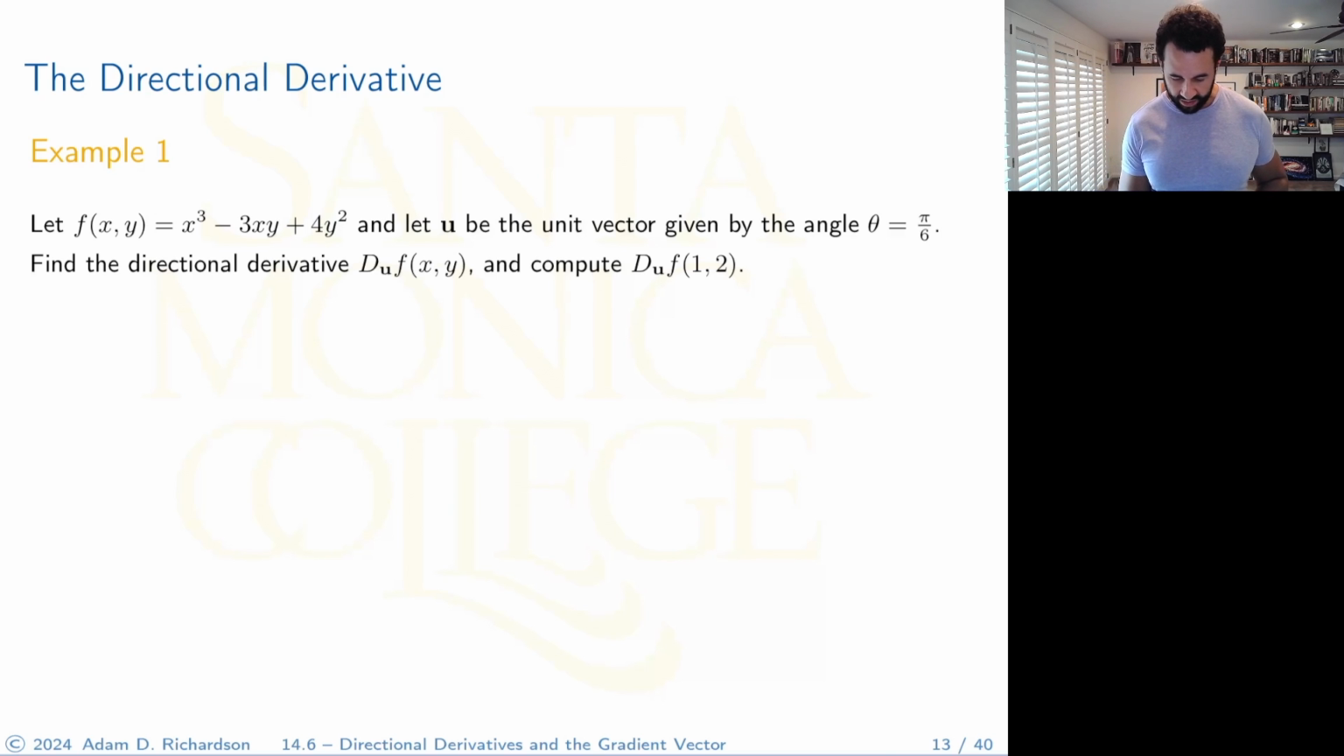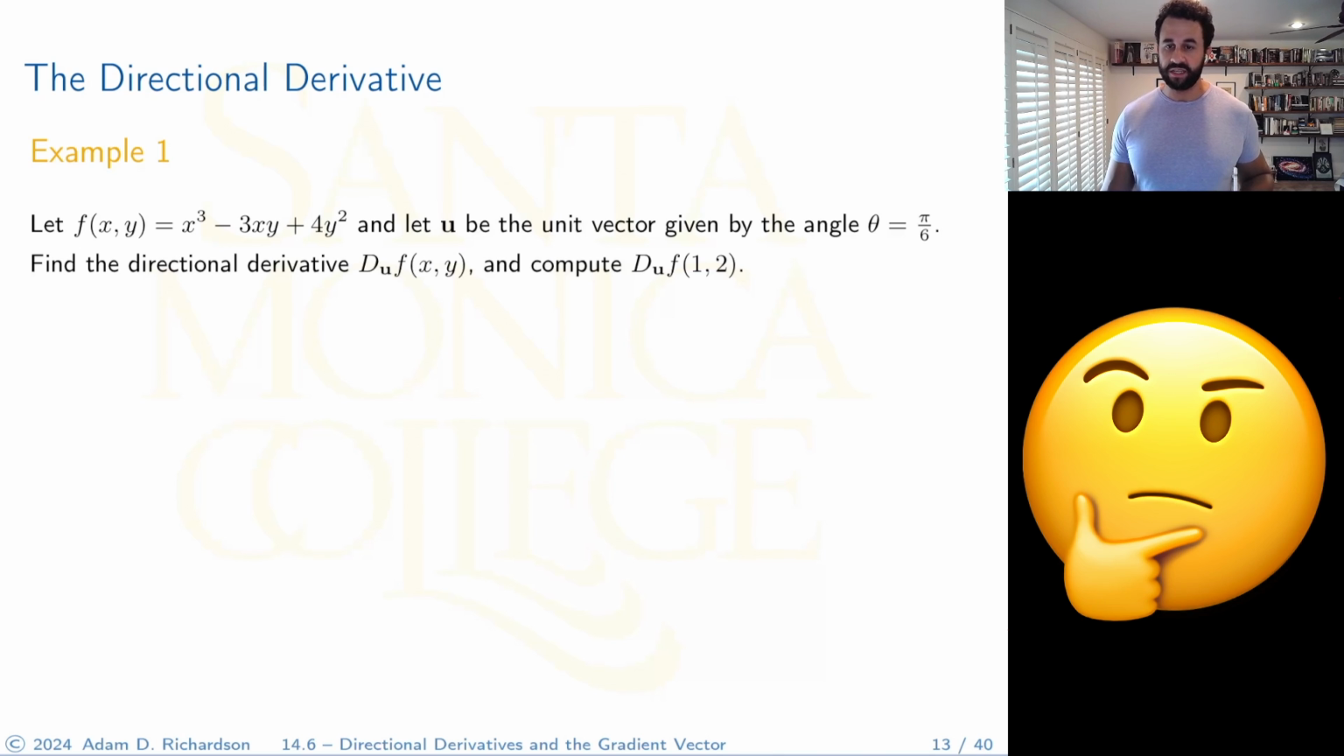Let f of x comma y be equal to this polynomial here, and we're going to let u be the unit vector that's given by this angle. So this is the angle that u makes with the positive x-axis. What I want you to try on your own is to find the directional derivative and then compute the directional derivative in the direction of u at the point 1 comma 2. So do it in general and then evaluate it at 1 comma 2. First, just think about how you're going to start. What's something you might do first?